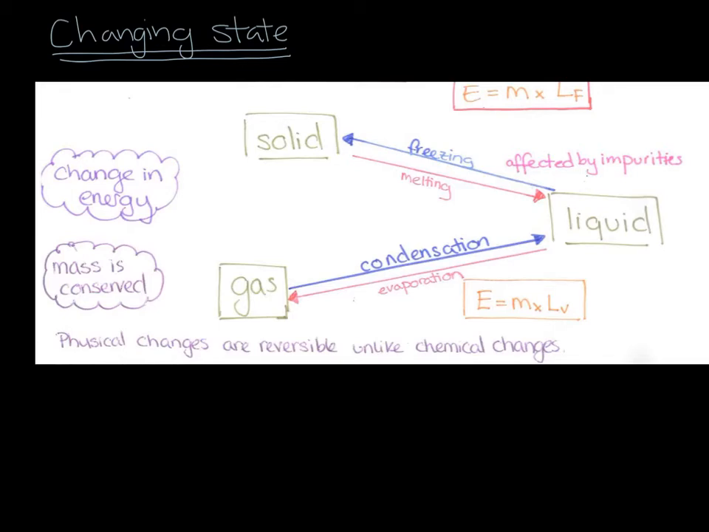The other thing that's important to remember is that when we change a solid into a liquid, mass is conserved. So if I started with 10 grams of ice and I melted it, I would have 10 grams of water at the end. Mass is conserved. However, as we mentioned earlier, that 10 grams of ice and that 10 grams of water may well have different densities because of the particle model.